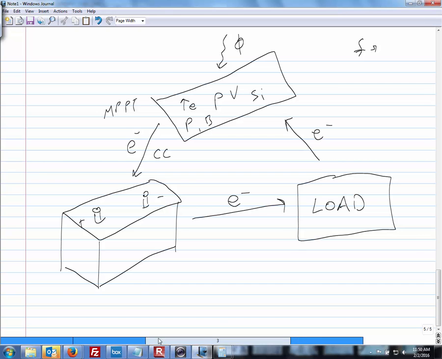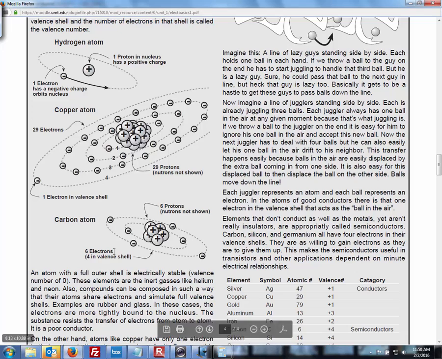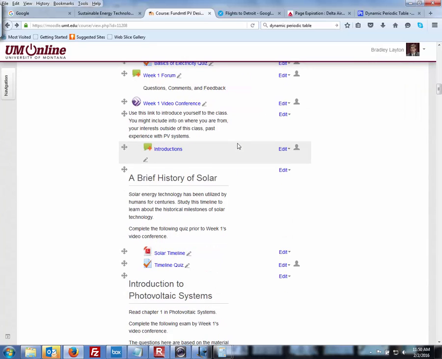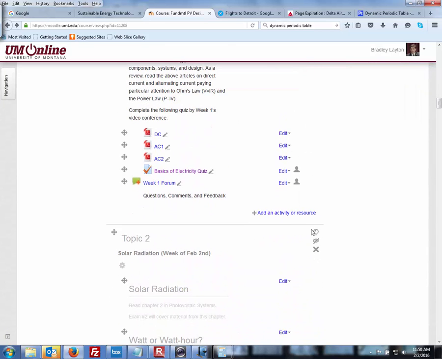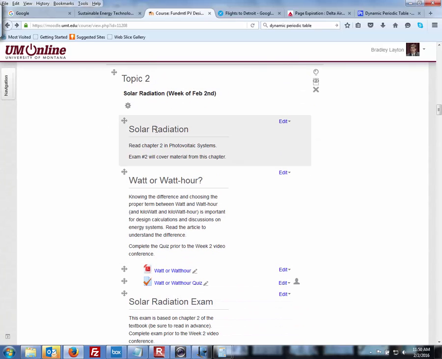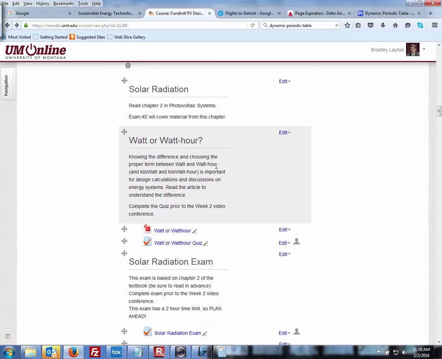Okay, so let's see what we can do with week 2 now. That was week 1. Let's see. I will go ahead and make this active. And so week of February 2nd, today's the 2nd, this is Tuesday, so the days match up pretty well. Here's your assignment. So solar radiation, read chapter 2 in PV systems. Exam 2 will cover material from that chapter. Now, I've beaten you to death with this already in 101.